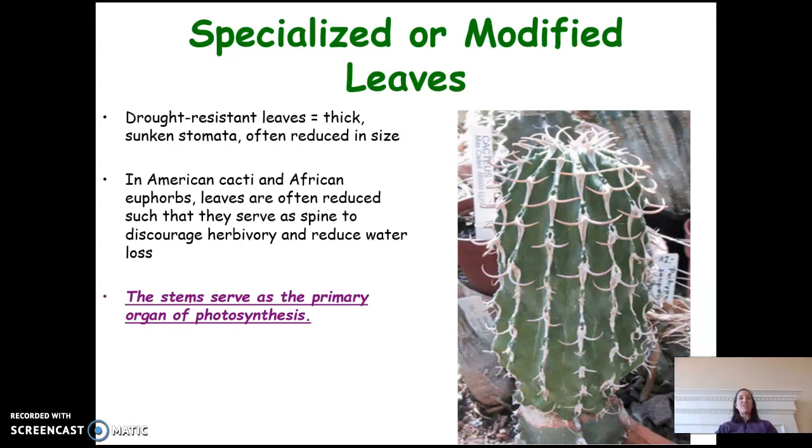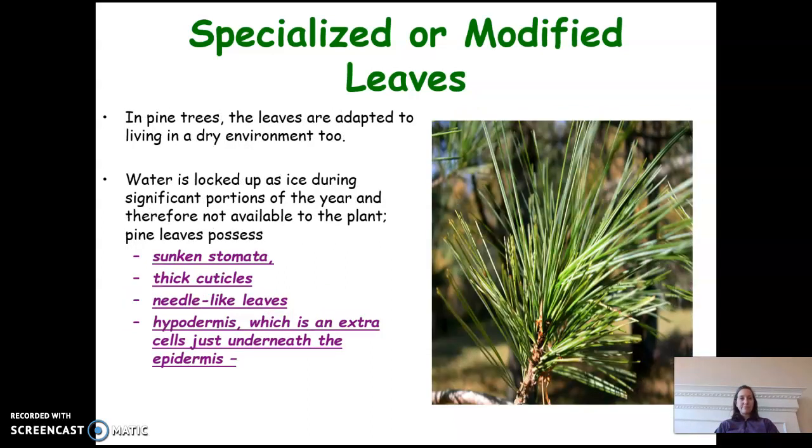Okay, I've got some specialized leaves here. So we talked about the cactus. Okay. We have some interesting leaves here. And in the Moodle site, I discussed pine trees, where the leaves are the needles, and they're adapted to living in dry and cold environments.